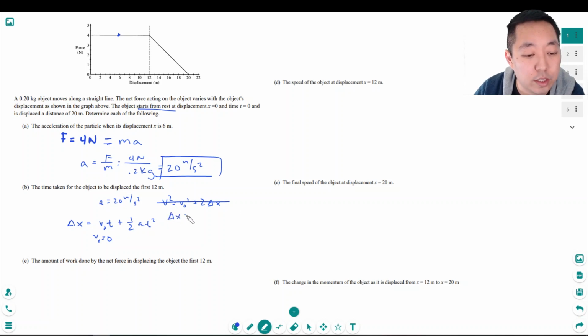So delta x is equal to 1/2 a t squared. Solving for t, I get t equals the square root of 2 delta x over a. I brought the 2 over, divided by a, and then took the square root. So this is the square root of 2 times, what was the displacement? 12 meters, divided by 20 meters per second squared. That's the square root of 24 over 20.